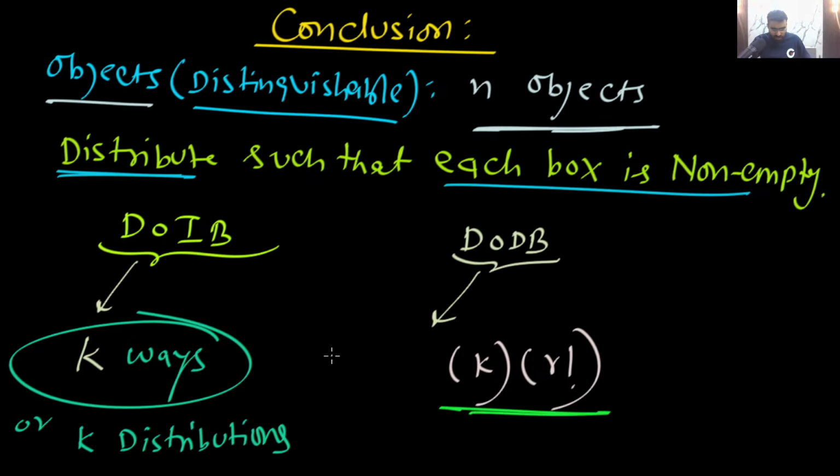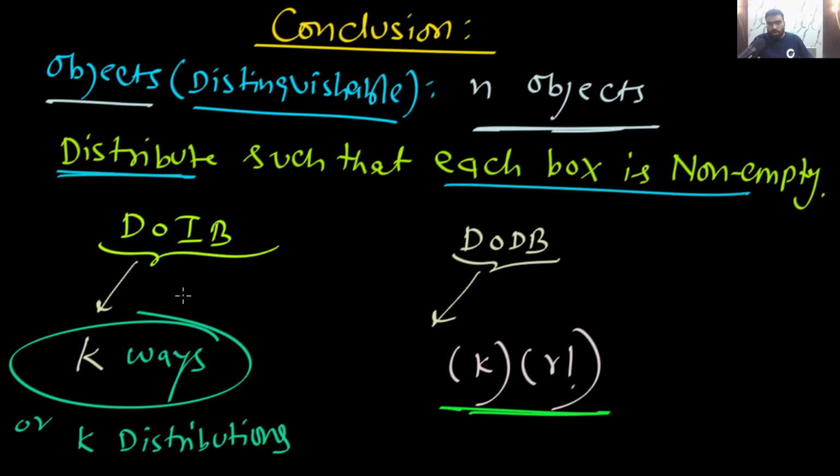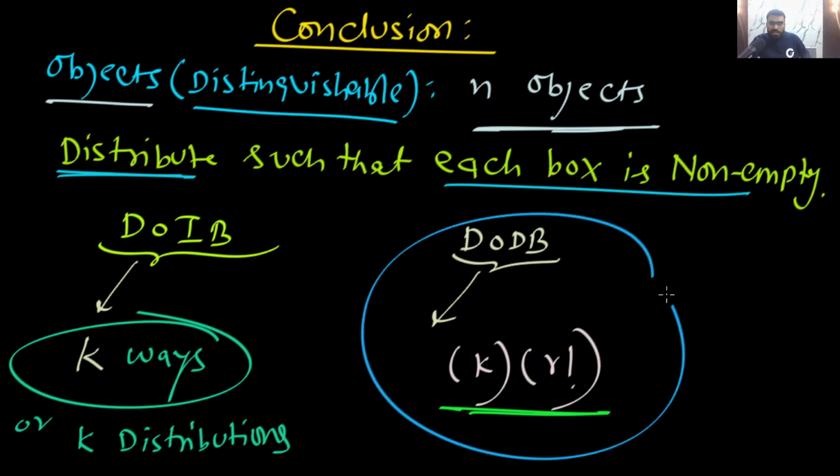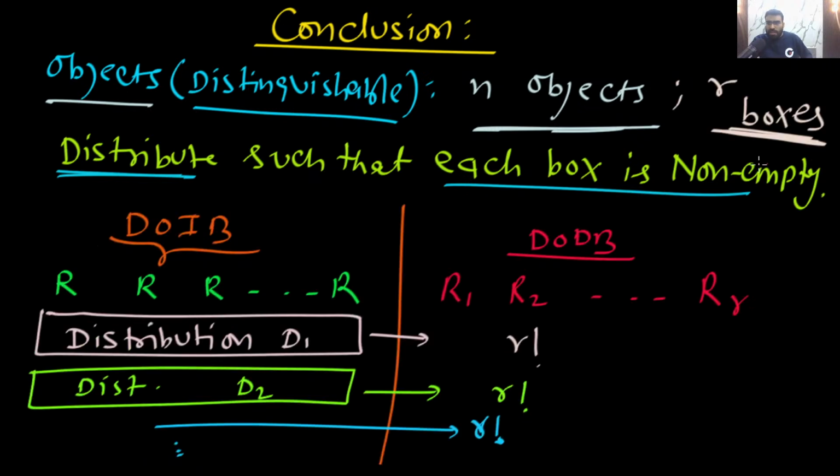I hope you understood. Is this point clear? Because for every distribution here, there will be R factorial distributions here. So if the answer here is K, then the answer here will be K into R factorial. But here the word non-empty is important. This word is actually very important.